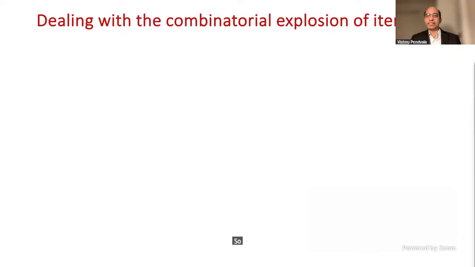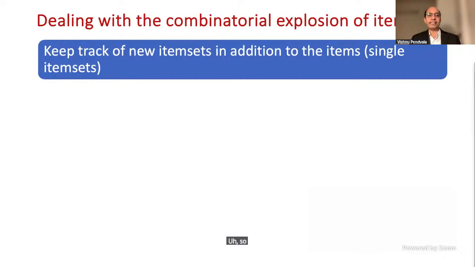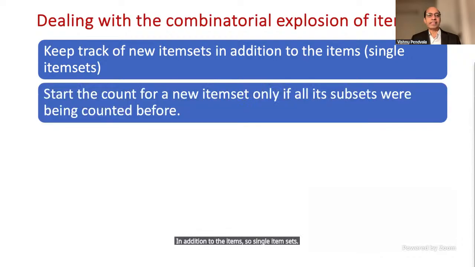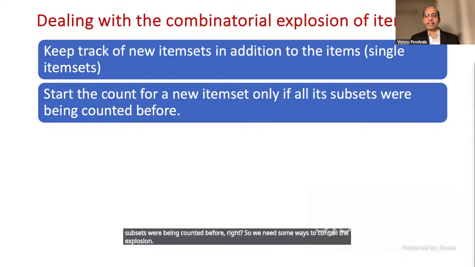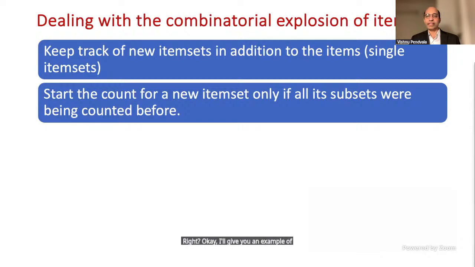So the idea is keeping track of new item sets in addition to the single items. For that, we start the count of a new item set only if all its subsets were being counted before, right? So we need some ways to control the explosion. Okay, I'll give you an example of an explosion.